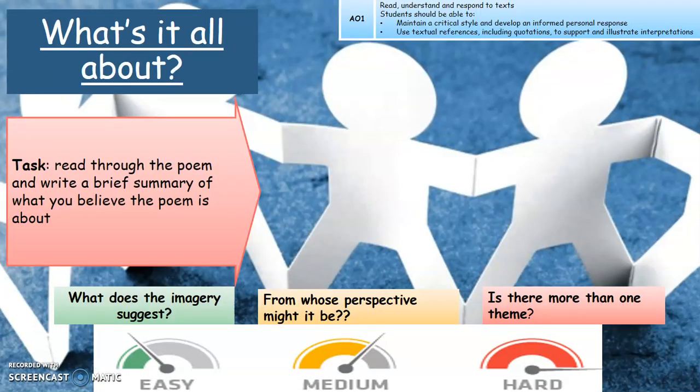Okay then, so Sonnet 43, what is it all about? I'd like you to read through the poem and write a brief summary of what you believe the poem is about. So read through it and then write 1 or 2 lines about what you think the poem is about.